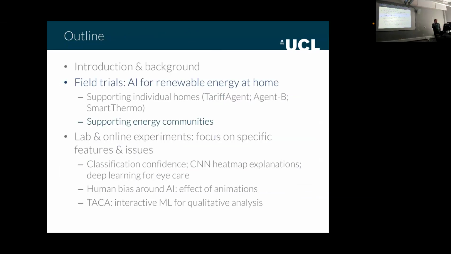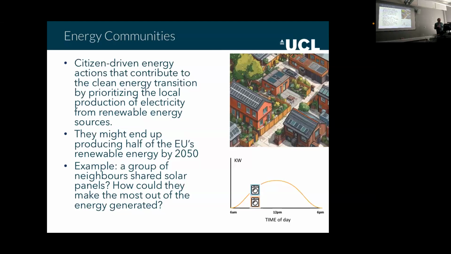While the studies that I presented so far focus on individual homes, I will now present some more recent work that looks at energy communities as a way to think about supporting people make the most of renewable energy beyond the individual level. And this work was supported by an EPSRC project called Beyond Individual Persuasion, which is in collaboration with UCL Anthropology and the Energy Institute with Kirill and Yuria, who is now at King's.